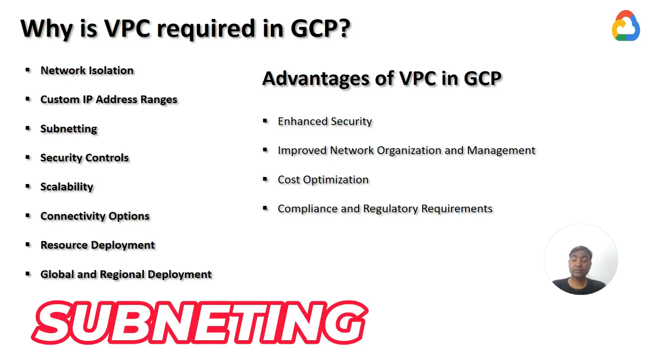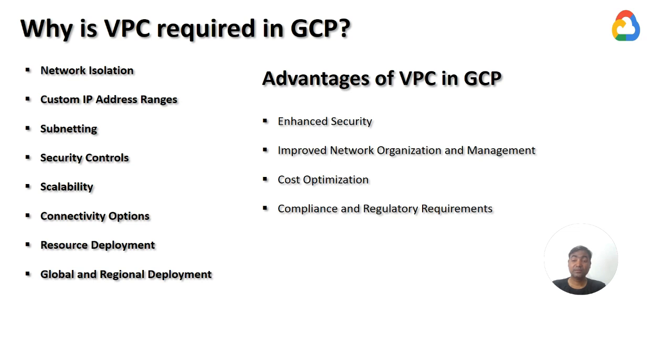Subnetting, guys, as we discussed, within a VPC, users can create subnets to further segment their network, and subnetting helps organize resources, implement security controls, and manage IP address spaces efficiently. GCP VPC provides features such as firewall rules, security groups, and network tags, allowing users to control inbound and outbound traffic from their resources. Now guys, I hope you understand why VPC is required in Google Cloud Platform.